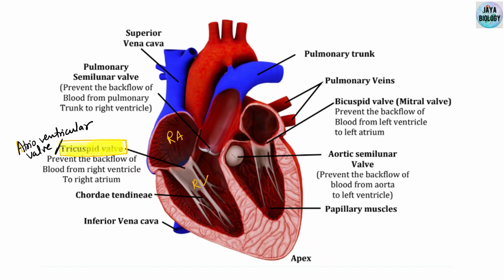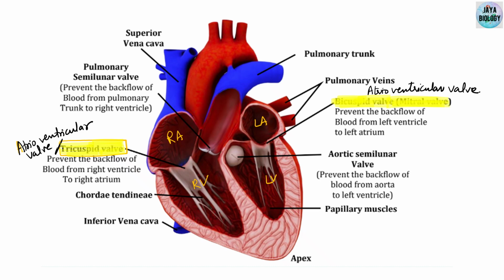Now next, between the left atria and left ventricle, here also you will find an atrioventricular valve present, because it is present between atria and ventricle. This valve has two cusps. That is why we say bicuspid valve, also known as the mitral valve.